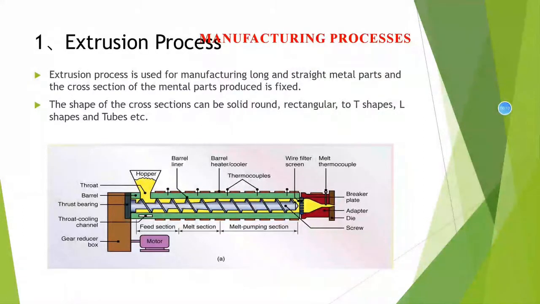First part, extrusion process. Extrusion process is used for manufacturing long and straight metal parts, and the cross-section of the metal parts produced is fixed. The shape of the cross-section can be solid, round, rectangular, to T-shapes, L-shapes, and tooth, etc.